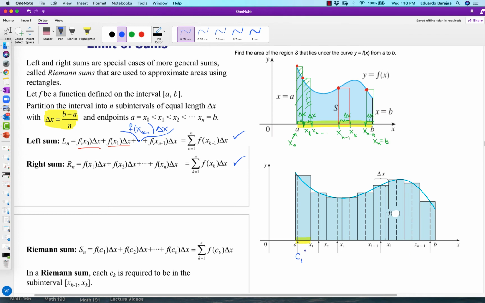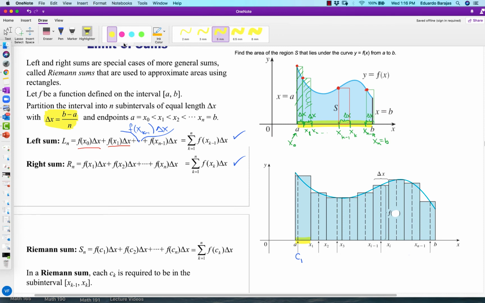It's somewhere in there. Or we might choose a very convenient number that's somewhere in there. It could be the one right in the middle, or it could be one of the endpoints. Using the endpoints is allowed. It's just that we're opening it up even more and allowing the freedom to let C be any value within that base of that first rectangle.